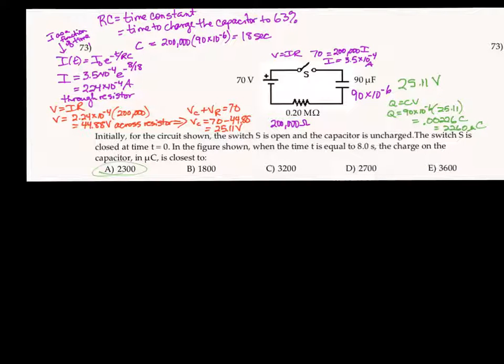Of the RC circuit problems, 73 is probably the most difficult to do. So if you can understand how to do 73, you pretty much get it. Now here's one of the things.